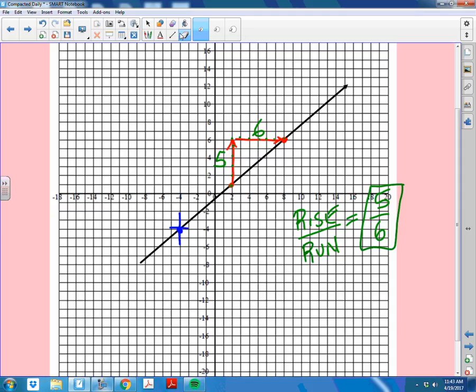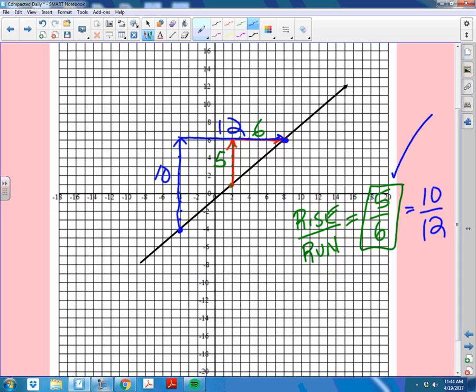Now, say we picked this point. Let me erase that. Say we picked this place and we picked this place because we didn't see that one or whatever. And we measured rise over run. Well, again, we would measure the rise, which is this. So we have 1, 2, 3, 4, 5, 6, 7, 8, 9, 10. And then we would measure the run, which is 1, 2, 3, 4, 5, 6, 7, 8, 9, 10, 11, 12. And then when we measure the rise over the run, we end up with 10/12, which simplifies to 5/6.